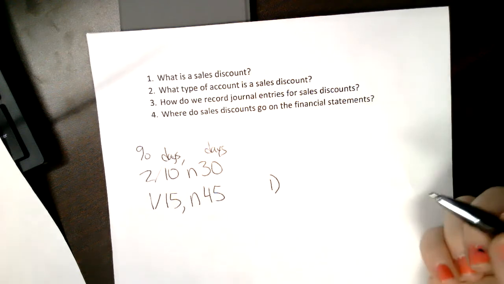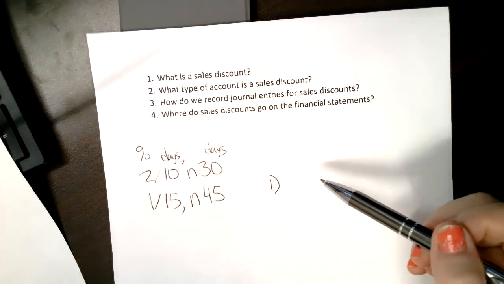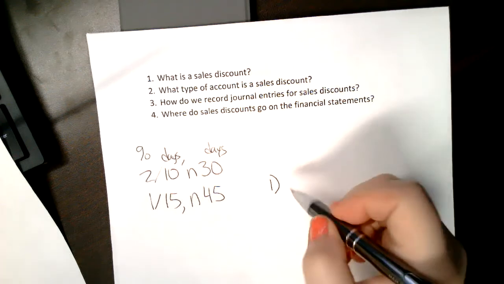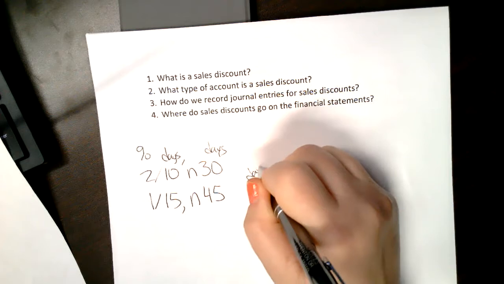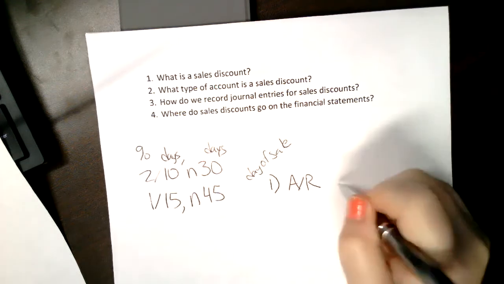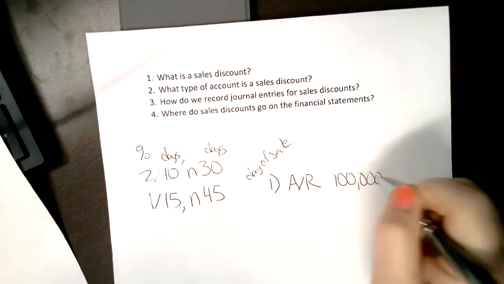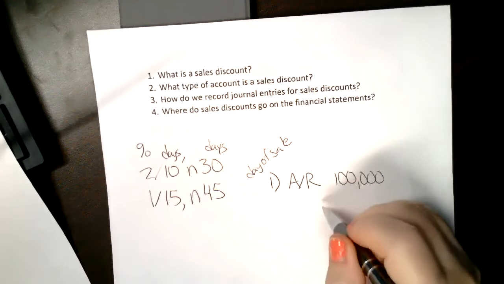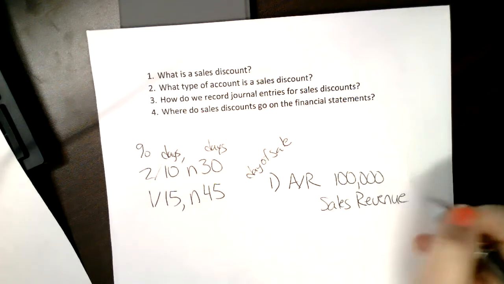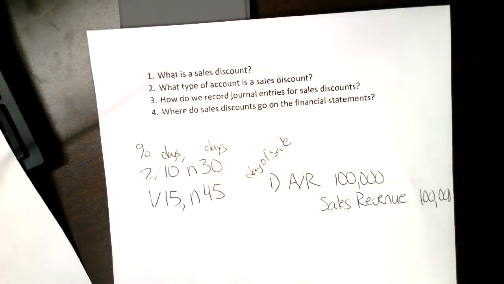So the day they make the sale, say Nike sold $100,000 worth of goods to Academy on account. Nike would record, on the day of sale, accounts receivable of $100,000, and then they would record sales revenue of $100,000. So see, they don't record the discount just yet because they don't know if Academy is going to be taking that discount.